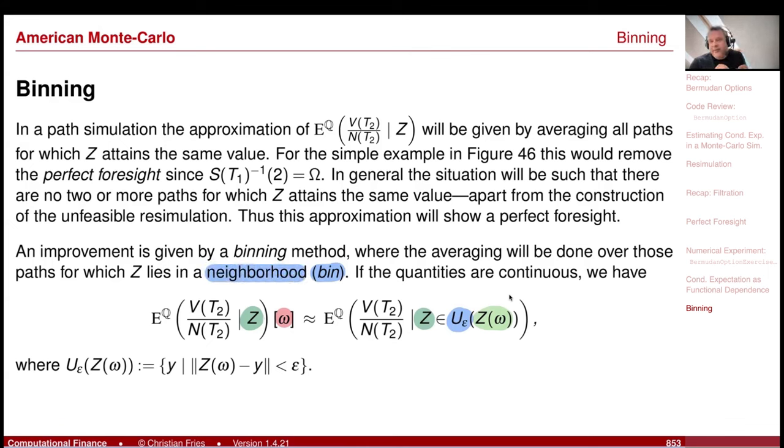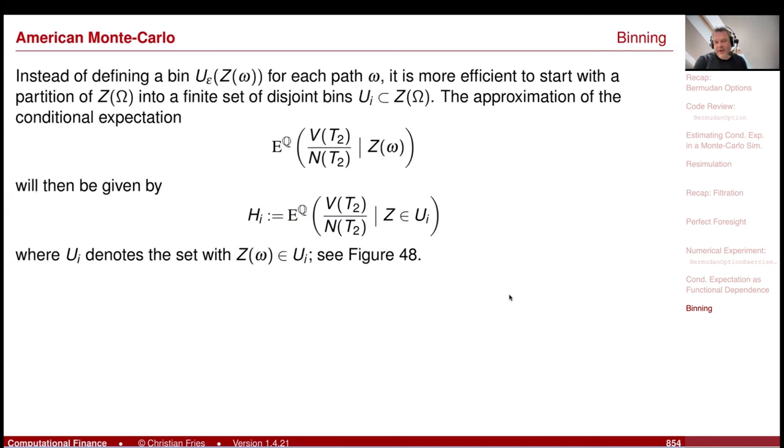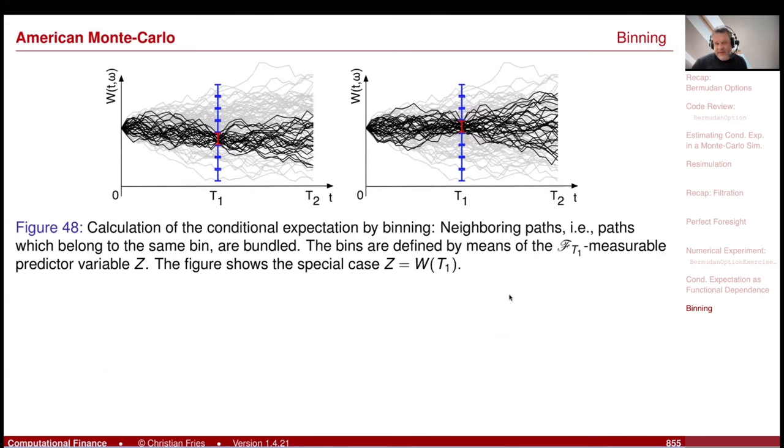So now the perfect foresight is a little bit reduced because there's not only a single sample path lying in this bin, there are many. So this here can be now a Monte Carlo approximation that uses many sample paths. So here you find the idea. I create different bins here. And now by conditioning on this bin, I take all the sample paths that pass through this bin, and I take the future values from these guys to calculate the conditional expectation as a piecewise constant function. It's now a functional of my condition variable Z.